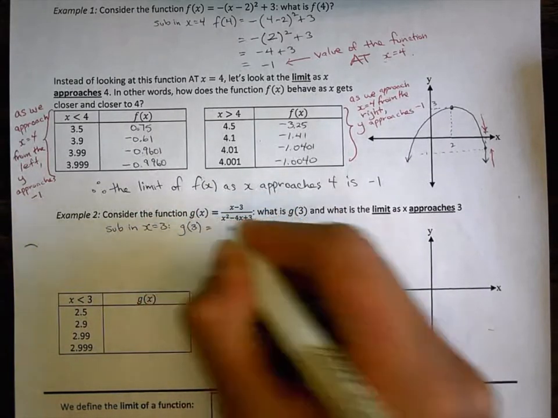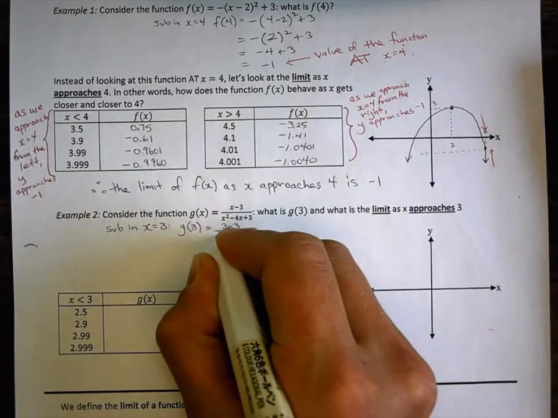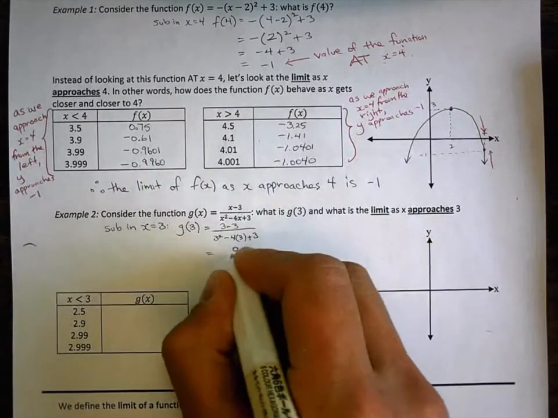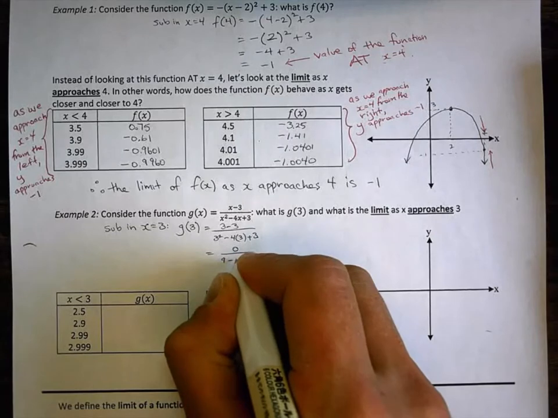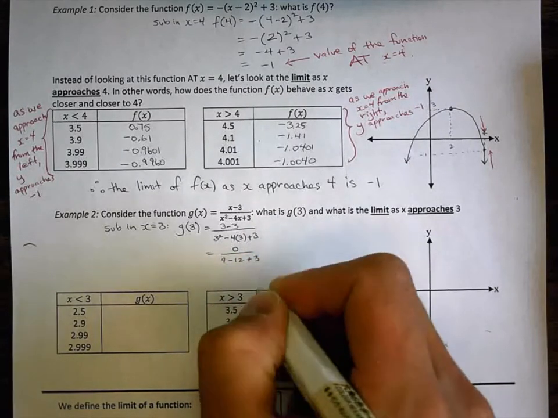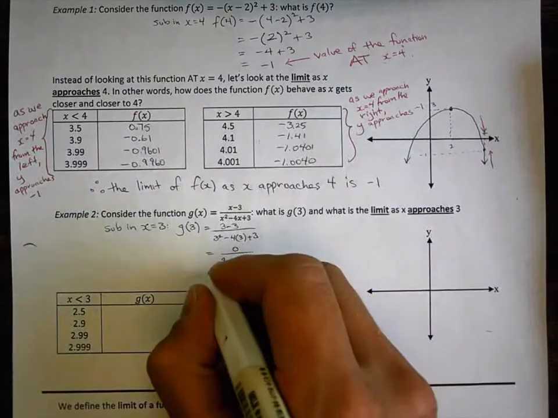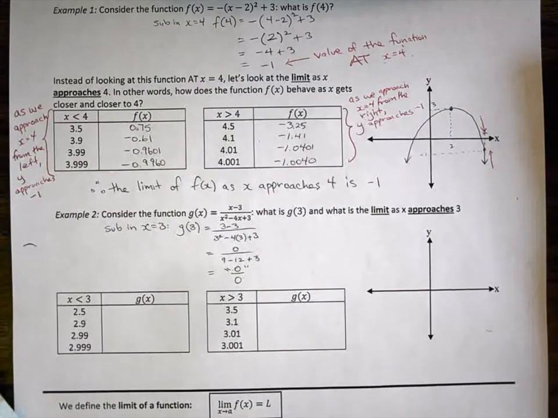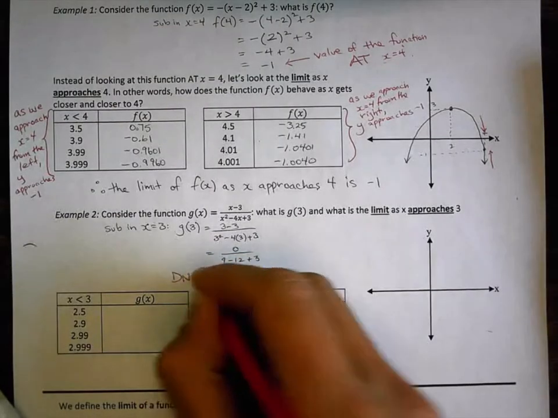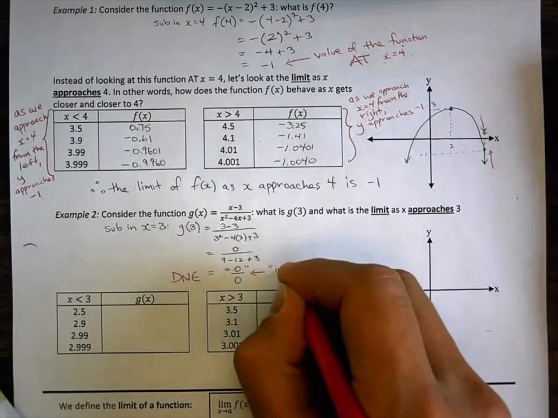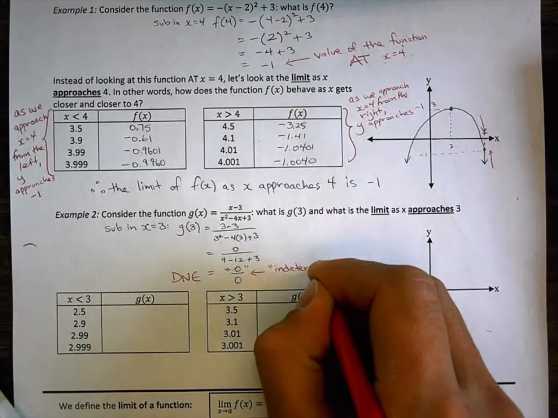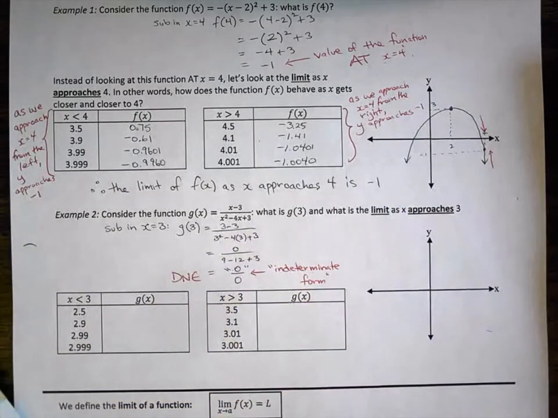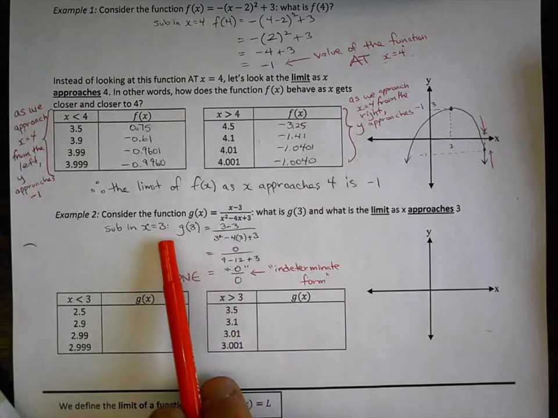g of 3 is equal to 3 minus 3 over 3 squared minus 4 times 3 plus 3. That gives me 0 over 9 minus 12 plus 3, which gives you a 0 over 0 situation. This is a big problem, right? Alarm bells are going off. This does not exist. This is indeterminate form. It's a fundamental math problem. There is no value of the function at x equals 3.